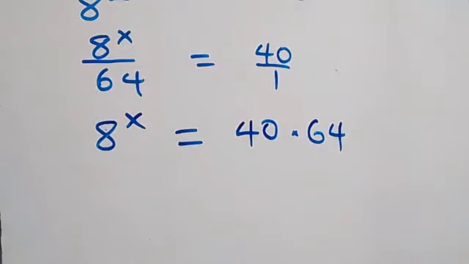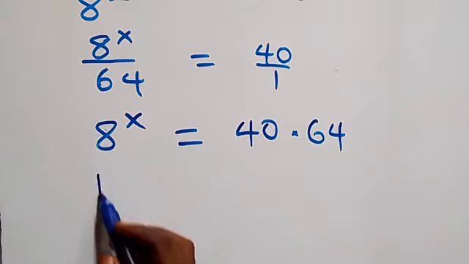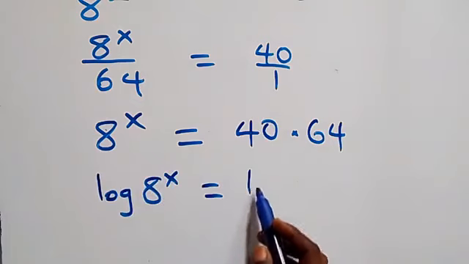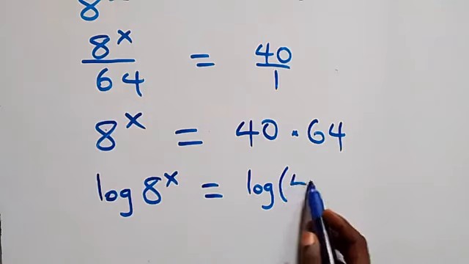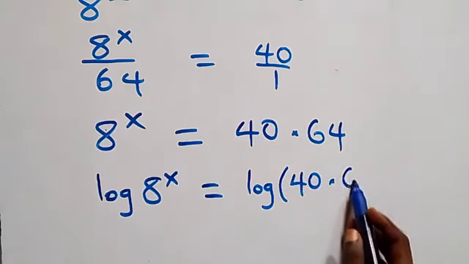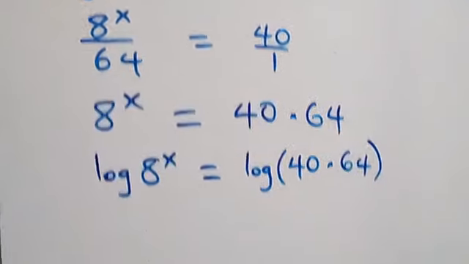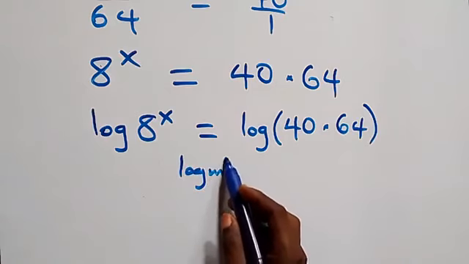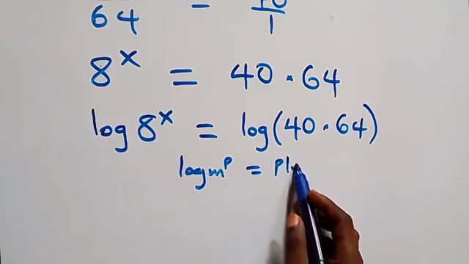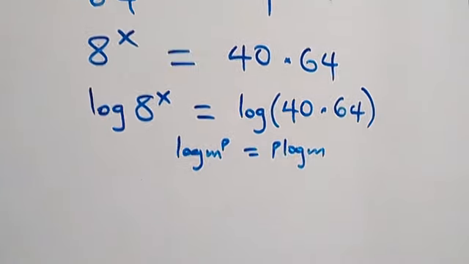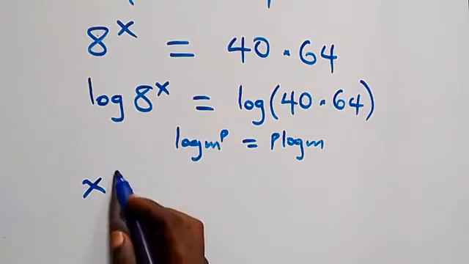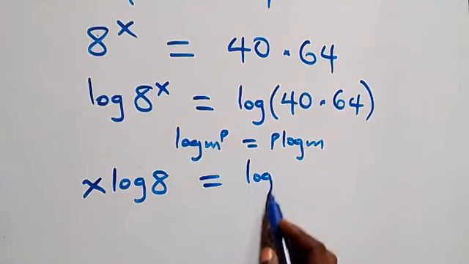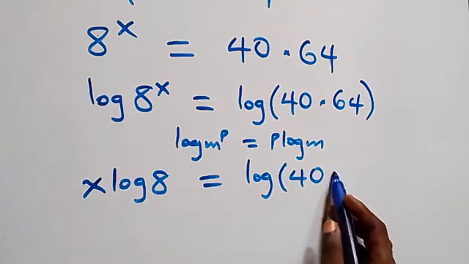The next step here, we take the log on both sides, and we have log 8 raised to power x equals log 40 times 64. That is, from here we apply the power law of logarithm. When we have log m raised to power p, the same thing as p log m. That is, what we have here becomes x log 8 equals log 40 times 64.